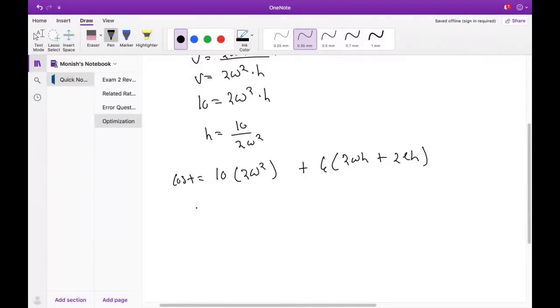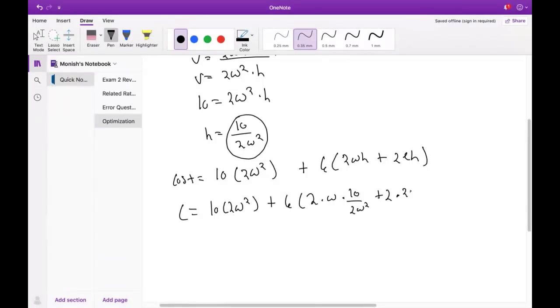Okay, so from here, everything's in terms of W. Now we need to substitute back in H from when we rearranged it in terms of W. So everything's in terms of W. I'll just call cost C. C equals 10 times 2W squared plus 6 times 2 times W times 10 over 2W squared plus 2 times 2W, which is L, times 10 over 2W squared.